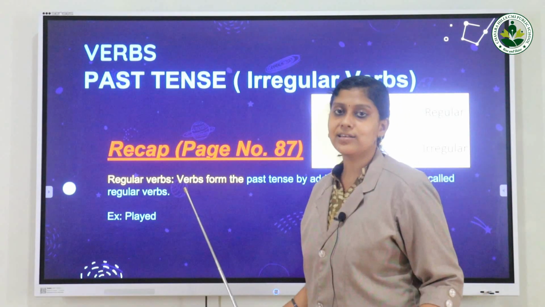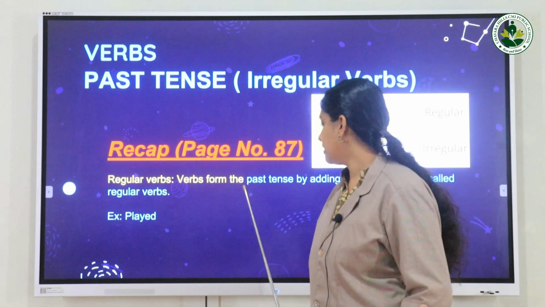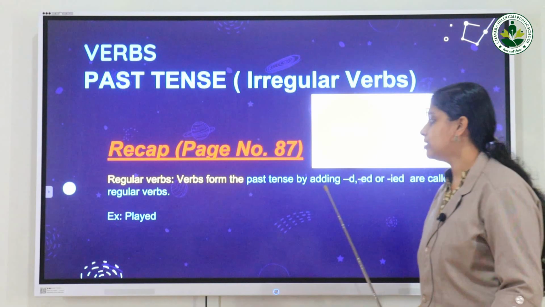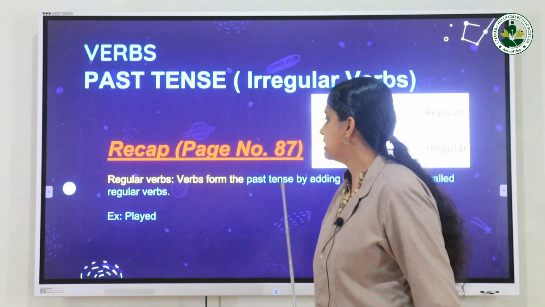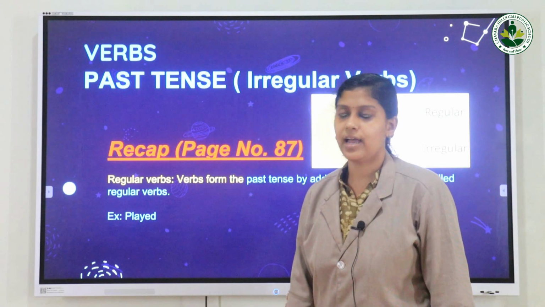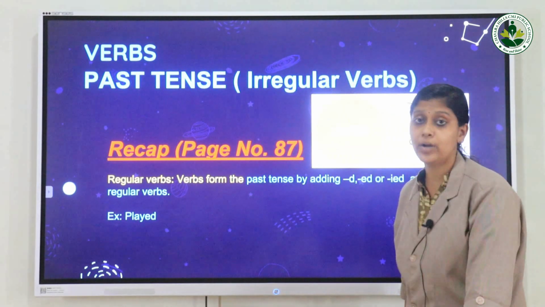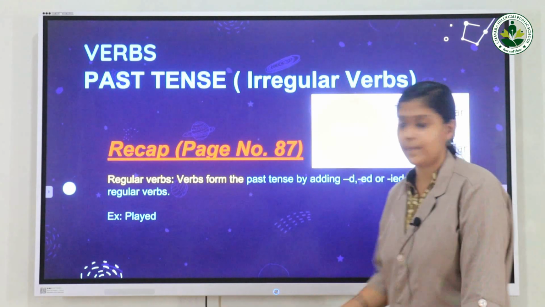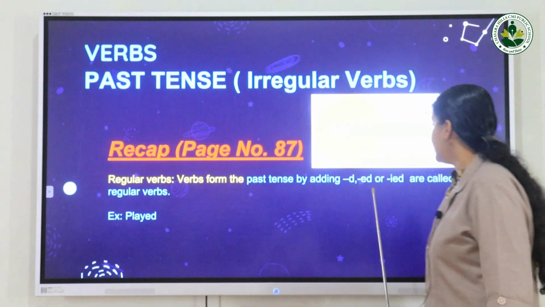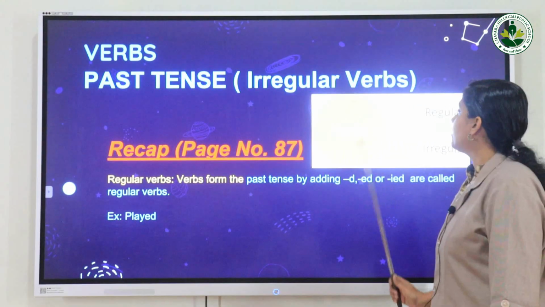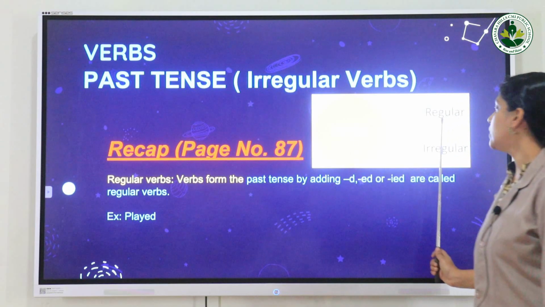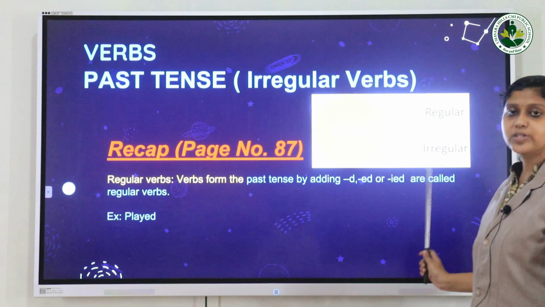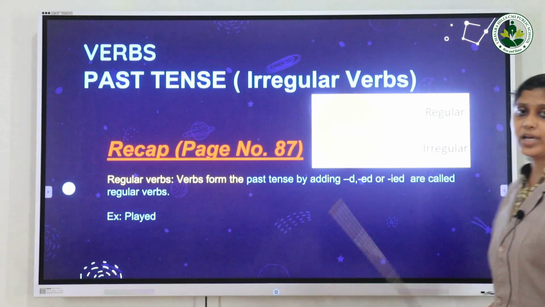We get the past tense by adding d, ed or ied to the verb form. This is regular verbs, and played is an example of a regular verb. We can divide the verbs into two, regular and irregular. You already learned about regular verbs in your previous class, and today we are going to focus on irregular verbs.